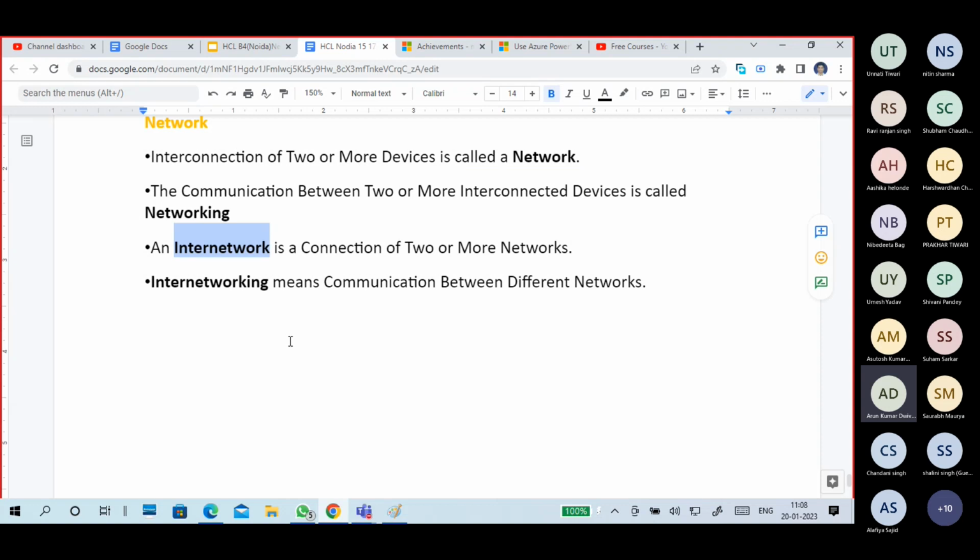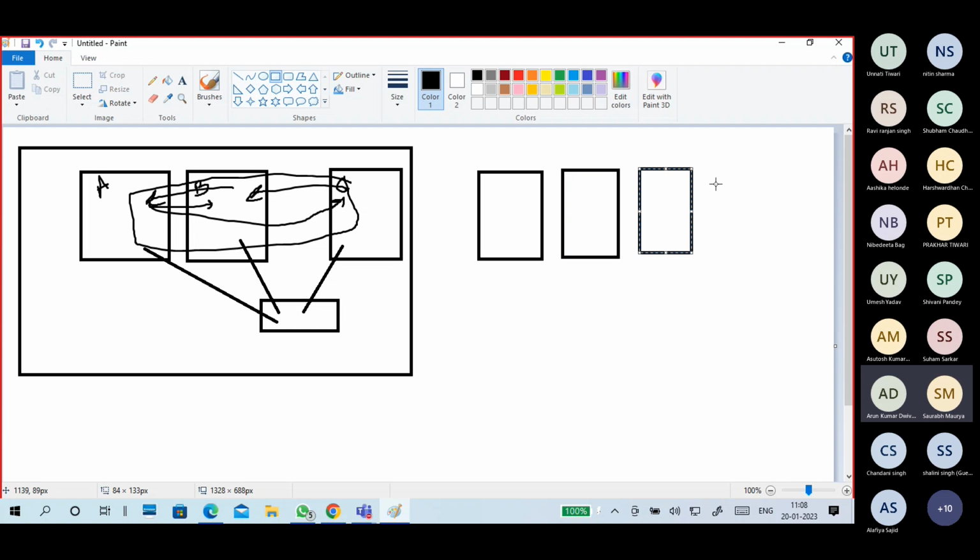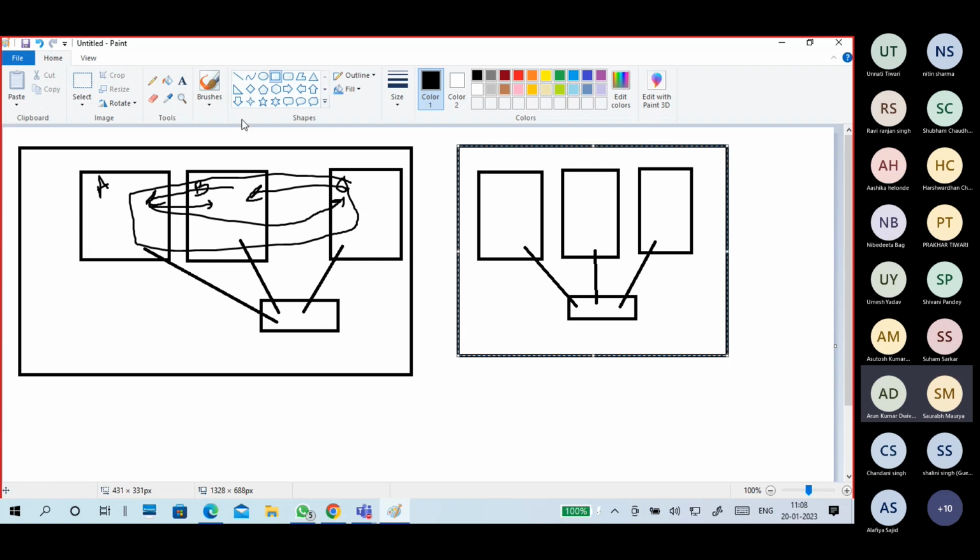Next one is internetwork. What is an internetwork? I have a network like this. There are different networks, maybe in the same organization or maybe in different organizations. These are the different networks. This is another network. This is network one. This is network two. Like that, you have multiple networks.